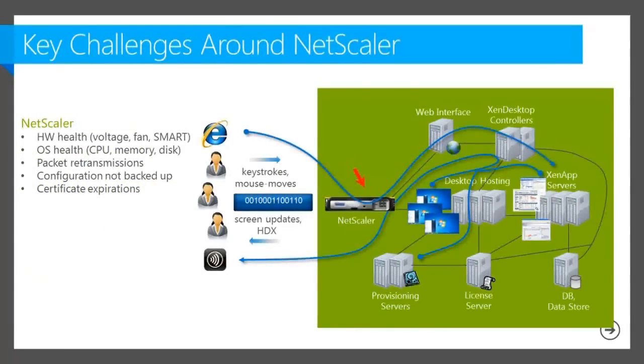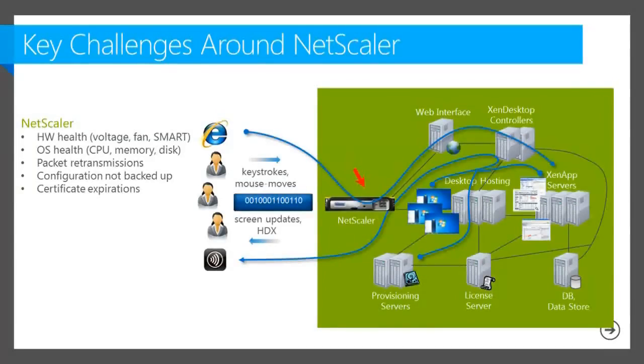So I will now go through these components that are involved in this typical Citrix deployment, starting with NetScaler. NetScaler can be a virtual or physical appliance. As I said, it is really a network appliance. So, if it's physical, obviously, one of the first things you'd like to know is the hardware health: fan speeds, temperatures, voltages, any SMART disk errors. All these things are important.